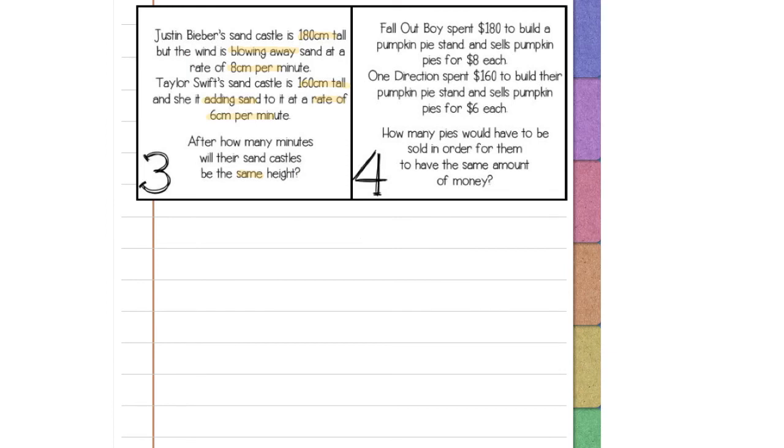All right, so number 4 says, Fall Out Boy spent $180 to build a pumpkin pie stand and sells pumpkin pies for $8 each. One Direction spent $160 to build their pumpkin pie stand and sells pumpkin pies for $6 each. How many pies would have to be sold in order for them to have the same amount of money?